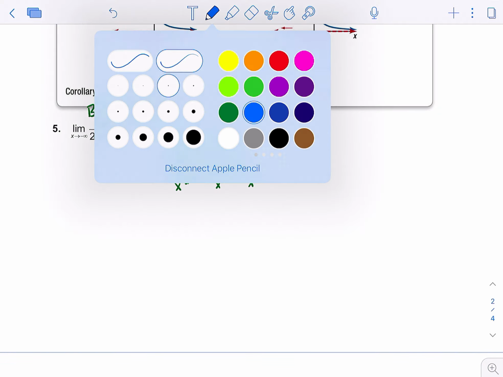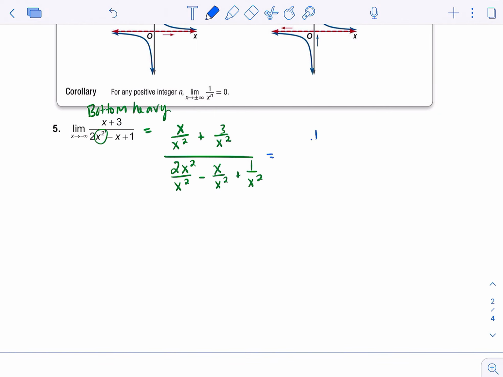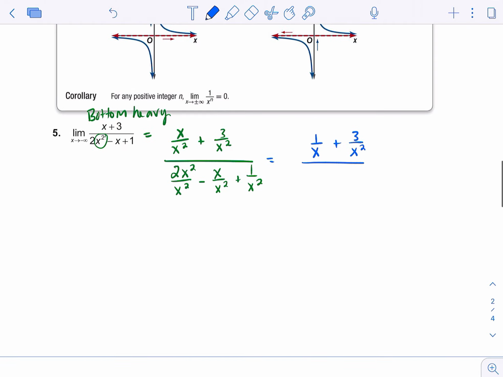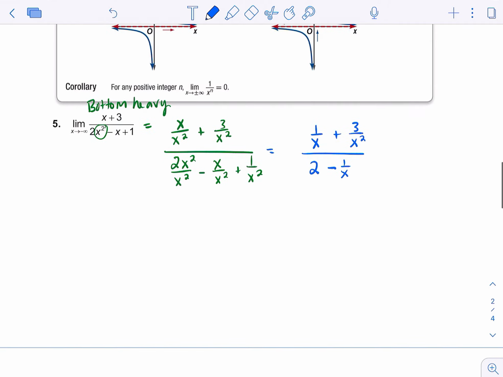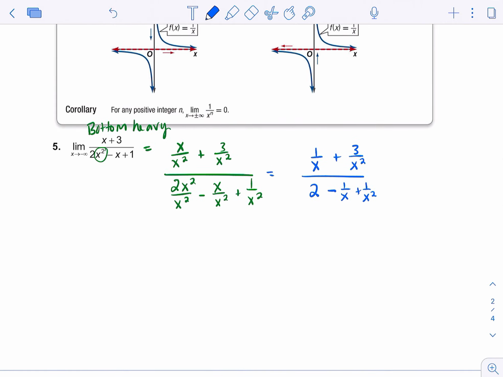Now we're going to simplify anything that we can. So this becomes 1 over x. This becomes 3 over x squared. And then over 2 minus 1 over x, because the x is reduced, and then plus 1 over x squared. So now using this corollary, anything that is 1 over x or some number over x, when we take the limit at positive or negative infinity, it is going to be 0.